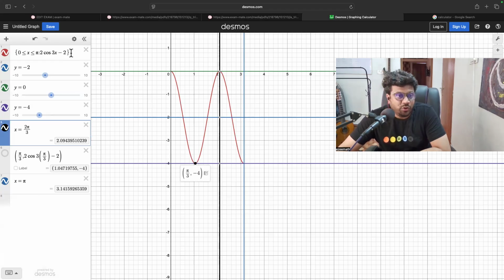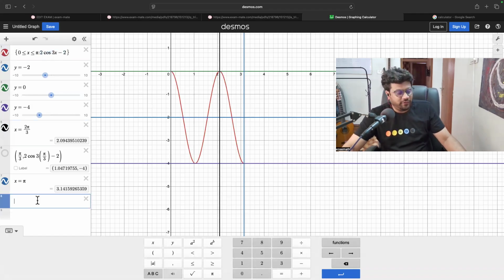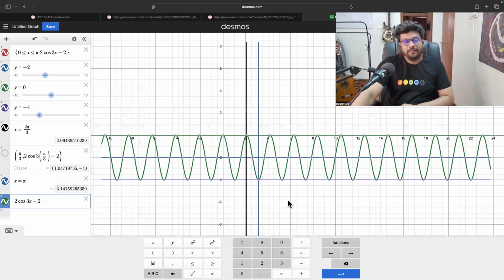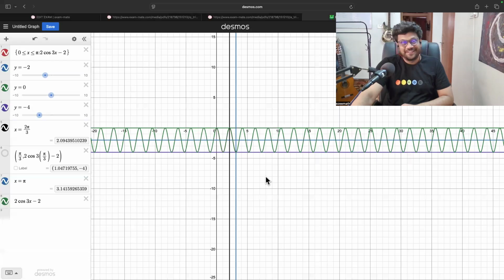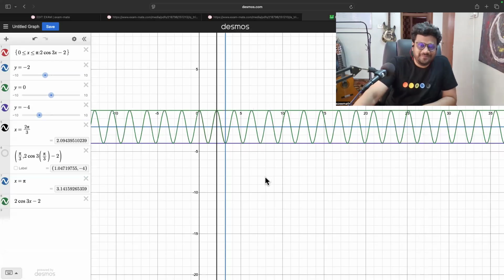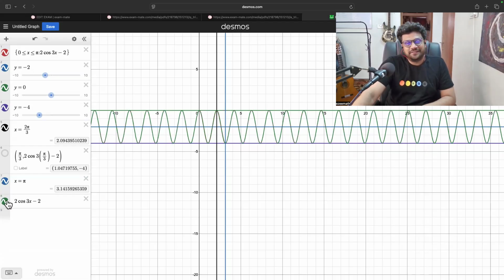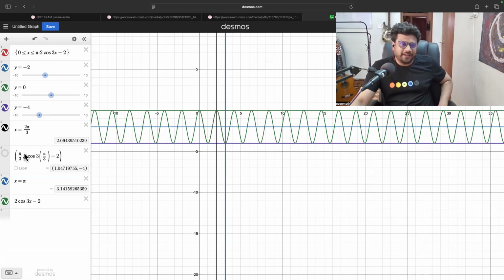If there was no such domain on this cosine curve, it would have looked something like that. This is what it would have looked like, an endless curve. But I'm only supposed to take this much of it. So that's the entire thing.